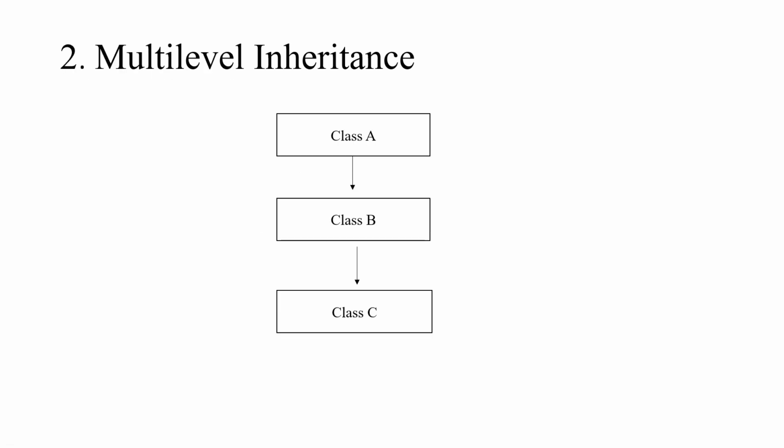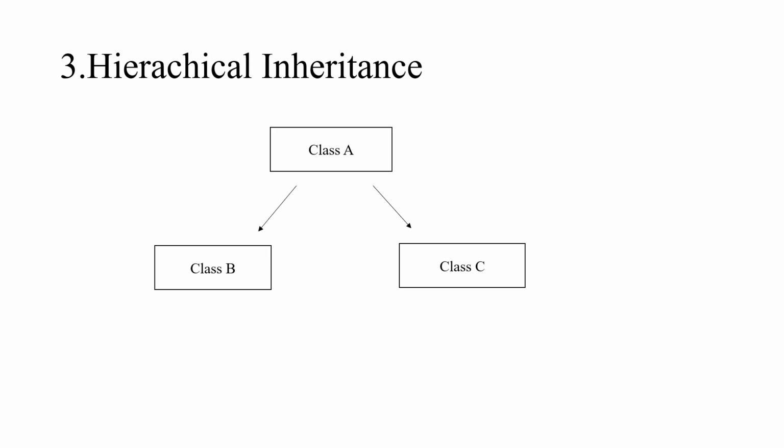Next we will see hierarchical inheritance. The process of deriving more than one class from a single base class is known as hierarchical inheritance. In hierarchical inheritance, what happens? There is one superclass and multiple subclasses. It means there is only one superclass, but we can create more than one subclass. So it is in hierarchical order. That's why it is called hierarchical inheritance.